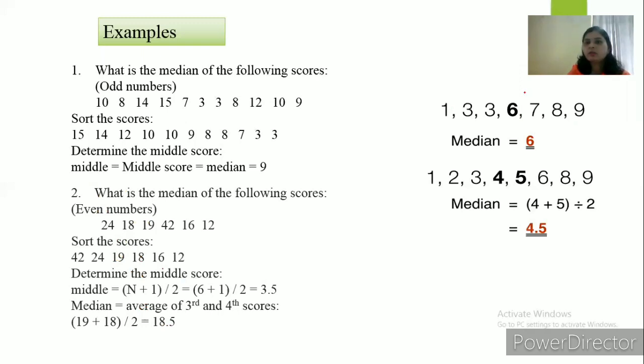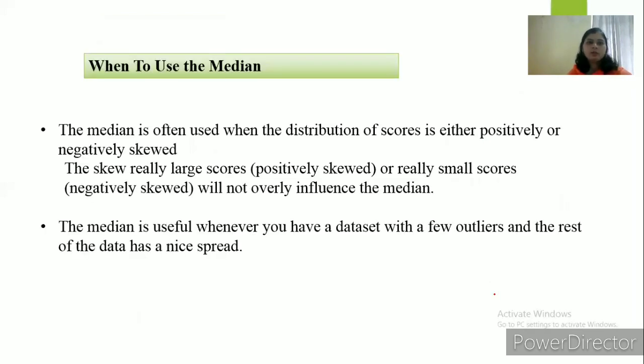Okay. Same for the odd number and for the even number. For the even number, we calculate (n plus 1) divided by 2, and for the odd number, we directly get the middle observation. So the middle one is the median. And next, when to use the median?